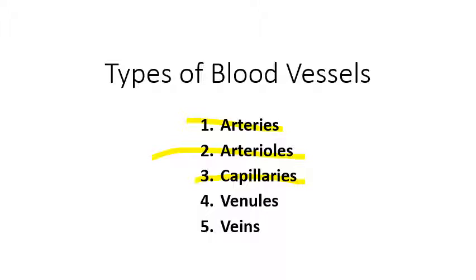And then when the blood is oxygen depleted, it has to get back to the heart. So the capillaries empty their contents into small veins called venules, and those venules will eventually combine into larger vessels called veins. And then the two largest veins in the body, as we mentioned before, are the superior vena cava and the inferior vena cava, which take blood directly back to the right atrium.